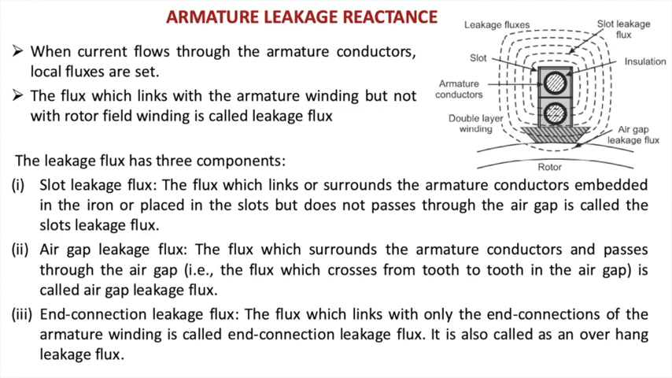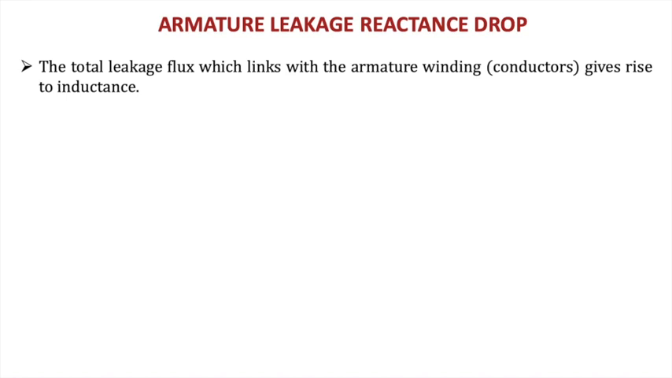End connection leakage flux: the armature winding has an overhang at the ends of the stator, outside of the core, and that is known as the end connection leakage flux. It is also called overhang leakage flux because the armature conductors are beyond the stator core, so it is like a hanging part of the armature windings. Now, the armature leakage reactance drop.